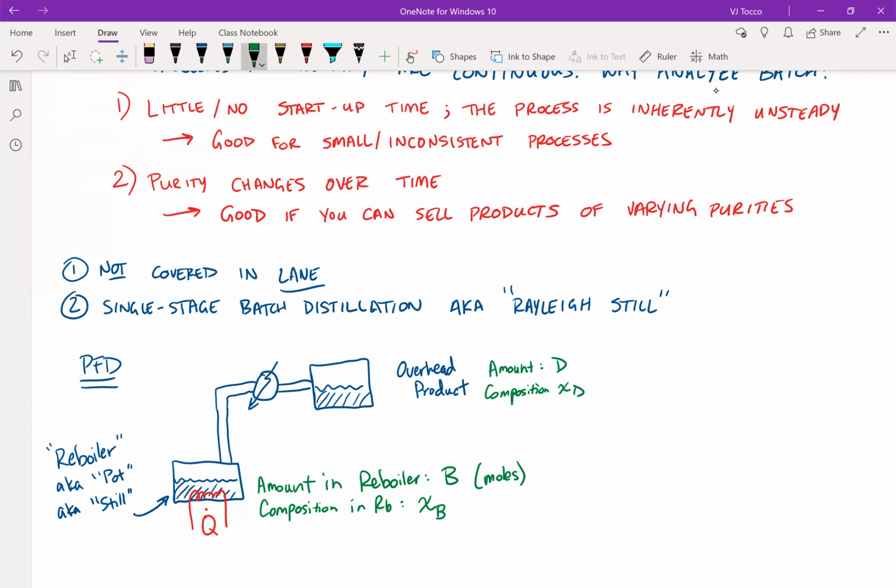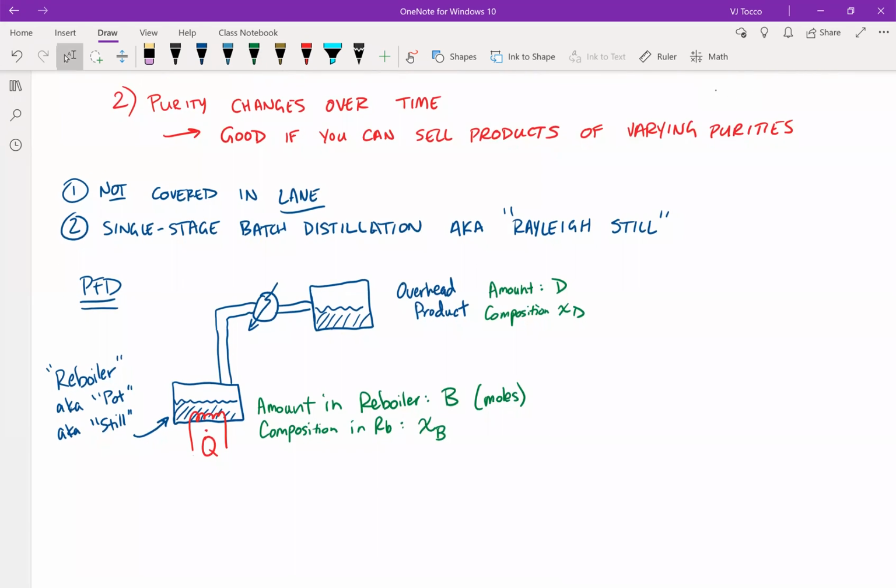And the thing that changes from continuous to batch is that all of these are functions of time. So D of T, XD of T, B of T, and XB of T. In other words, none of these variables are constant. So we might talk about at the end of the run, B is a certain value or D is a certain value, but as this charge is boiling, all these variables are going to be changing with time. So because of that, we need some initial condition.